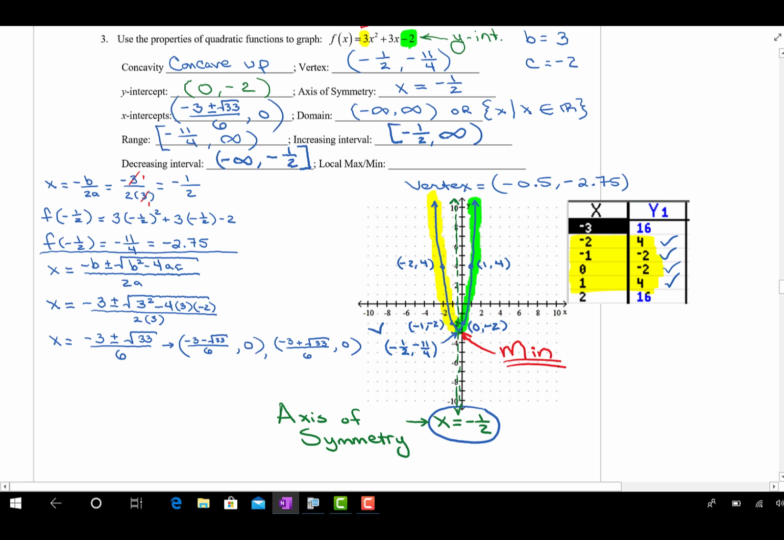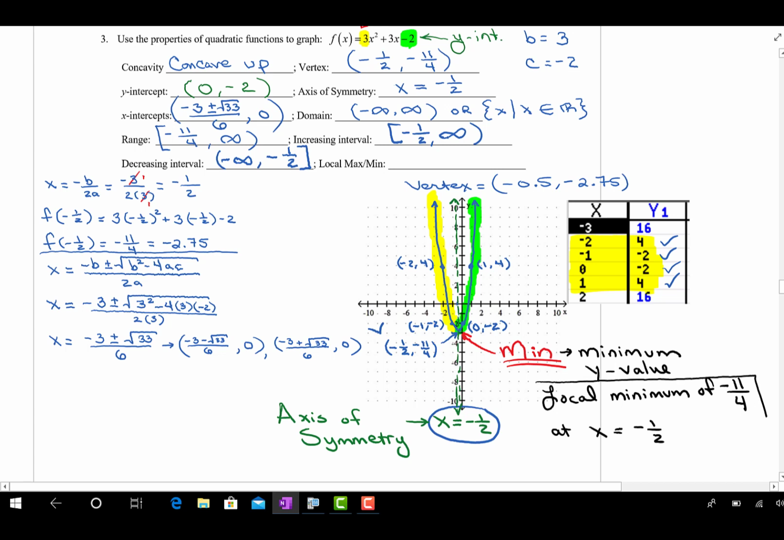And this vertex here in this case represents a minimum value. So that's going to represent a local minimum. The way we like to write this out, we like to say the minimum value is basically the y value of the vertex. So I would say that this function has a local minimum of -11/4. And if I wanted to state the location, I would say at x equal to -1/2. So this is the way I would write it out.